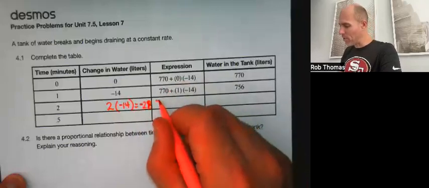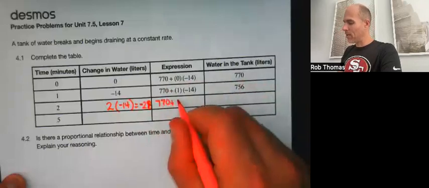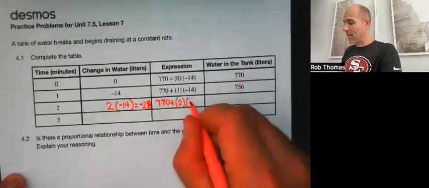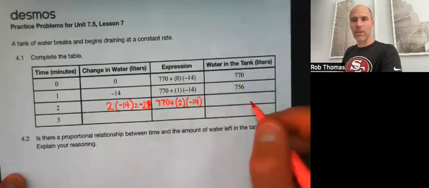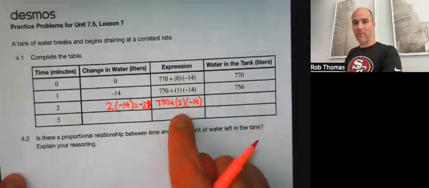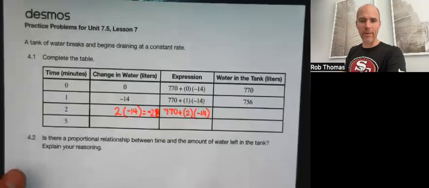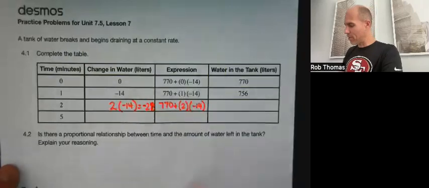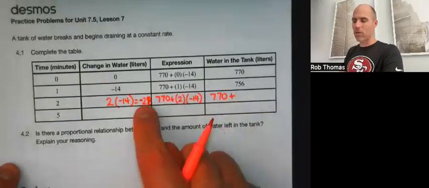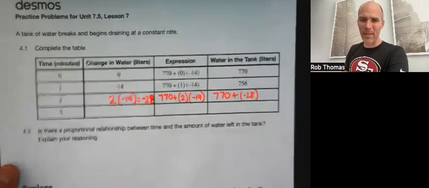So I got my original 770, and I'm going to add 2 minutes of change at -14 liters per minute. Okay, original 770, 2 minutes. So you're probably going to have a 5 there on yours. It's always times -14 though, because that's the constant rate. And the answer here is just going to be 770 plus this number here. I lost 28, so plus -28, which is the same as 770 minus 28.